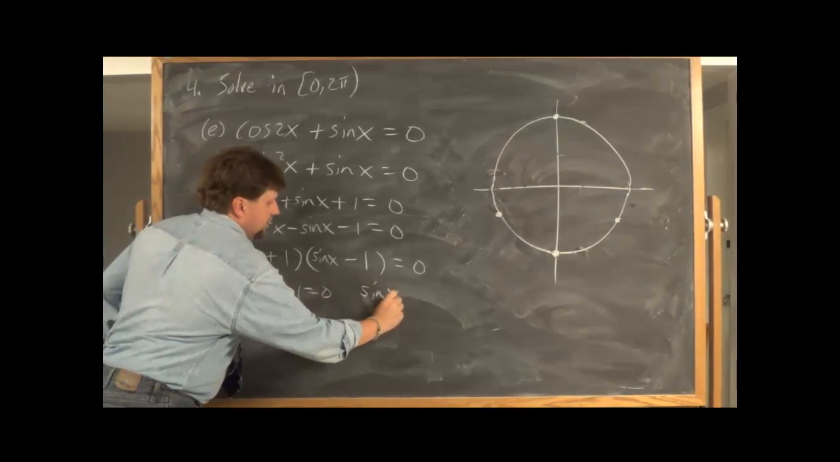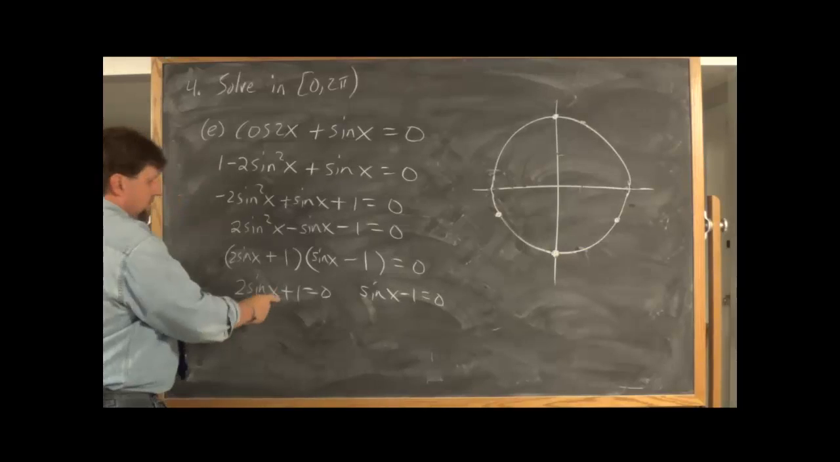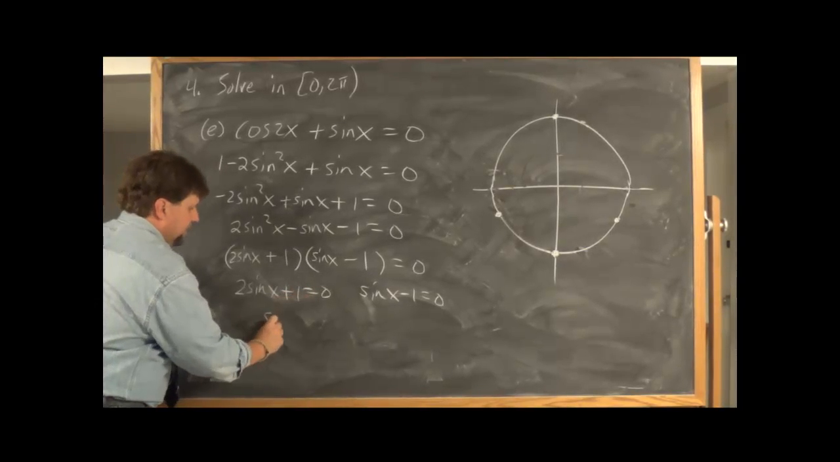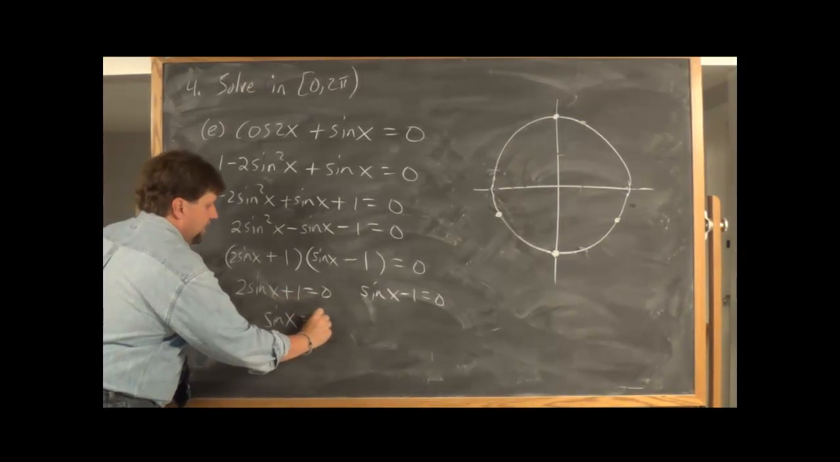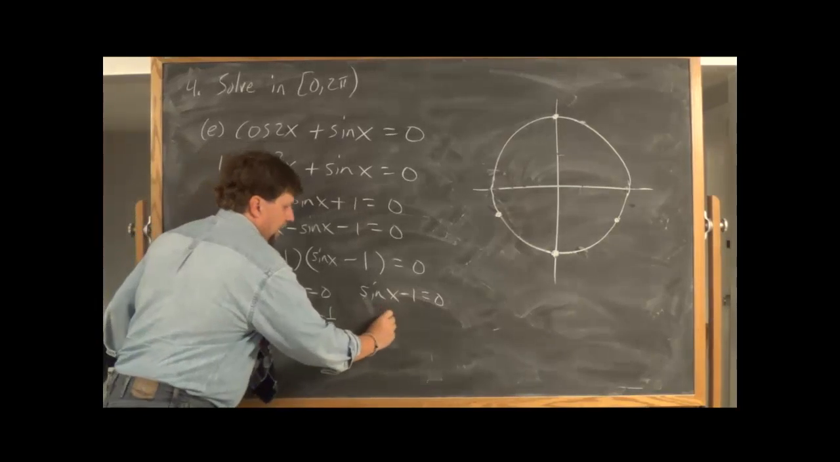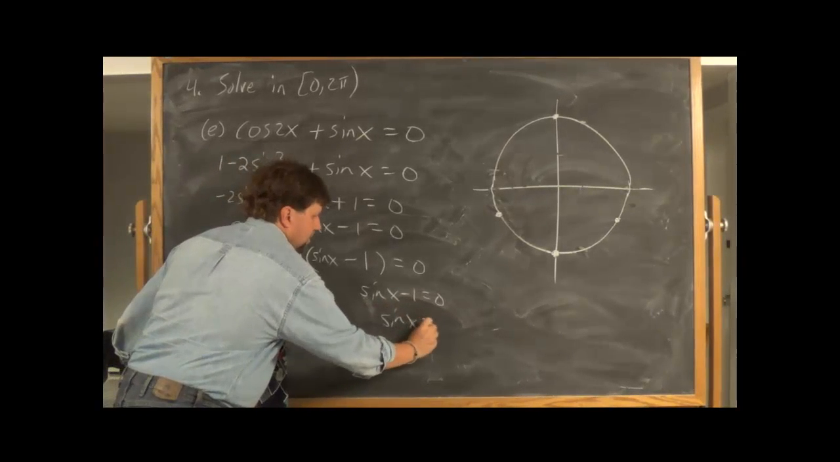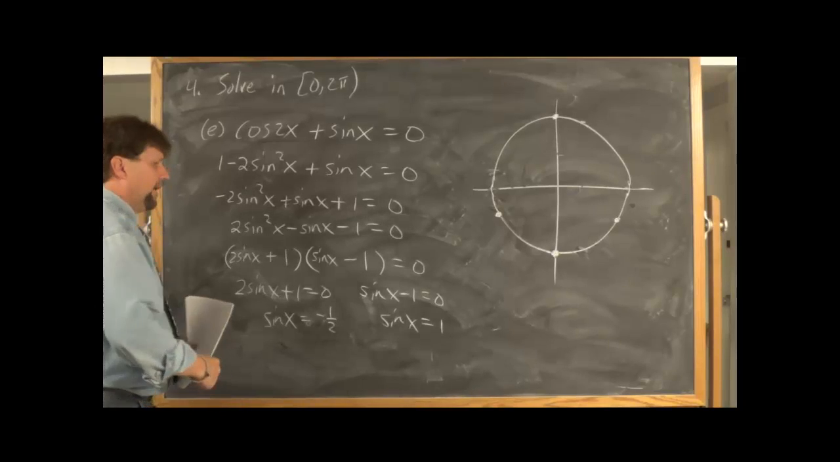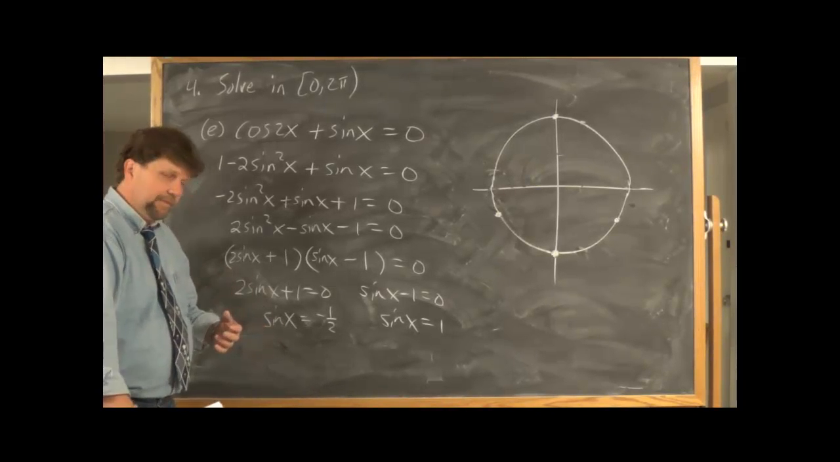And subtract 1 from both sides. Divide both sides by 2. Here I'd add 1 to both sides. And again, we are back to a basic unit circle.